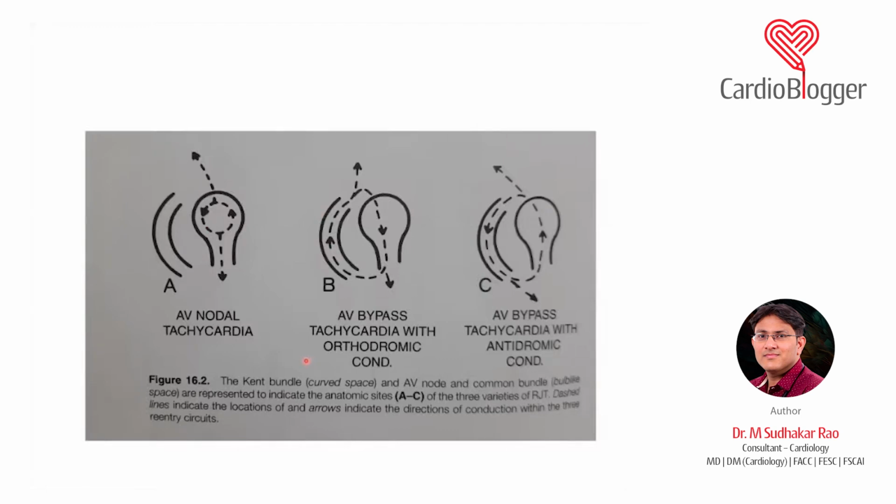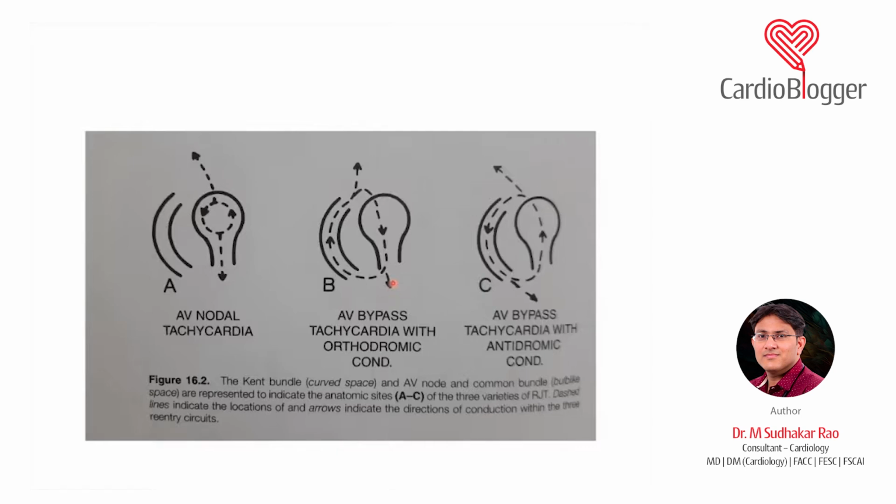Now we have AVRT, that is atrioventricular reciprocating tachycardia. Here we have a bundle of Kent, or a Mahaim fiber, mostly a bundle of Kent. The most common is the bundle of Kent, where we have an accessory pathway. Now we know that in a normal heart, the normal conduction goes via SA node to AV node to the bundles. Sometimes the atrial conduction can go to the ventricle via the accessory pathway. Now we have two types of accessory pathway-mediated tachycardia, that is the orthodromic and the antidromic.